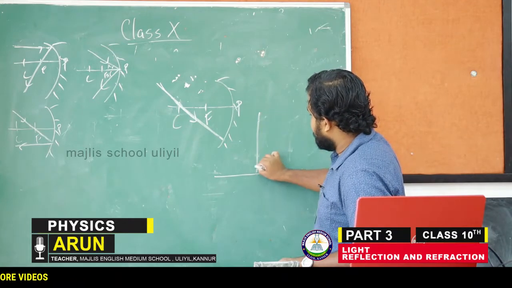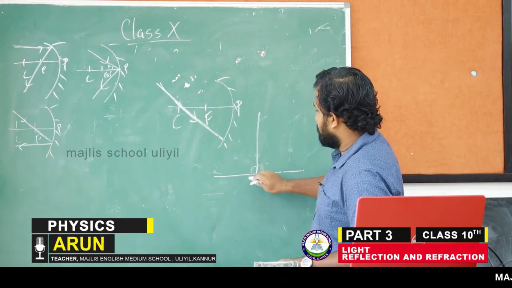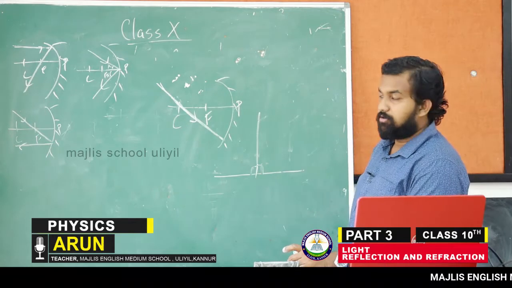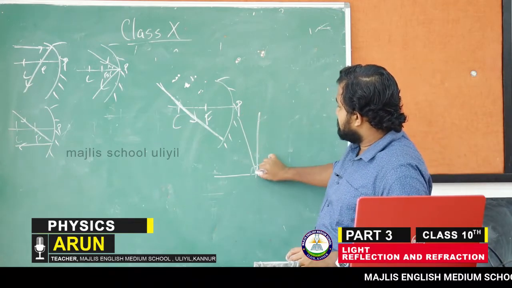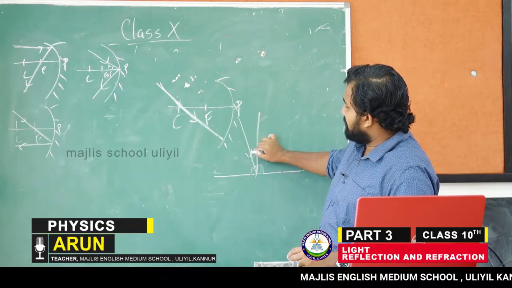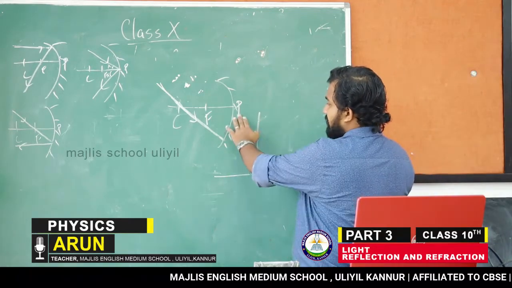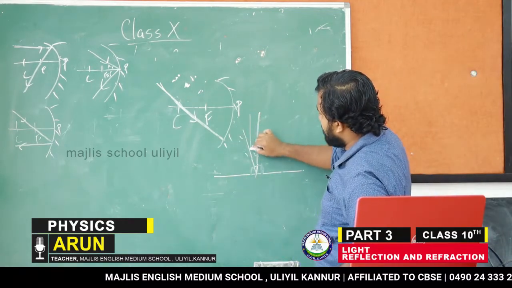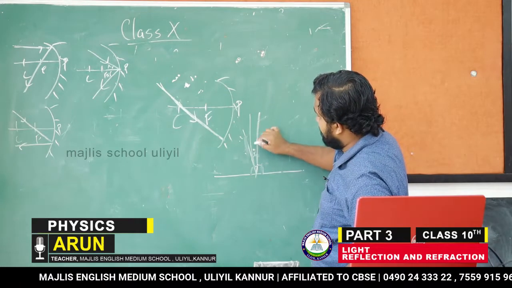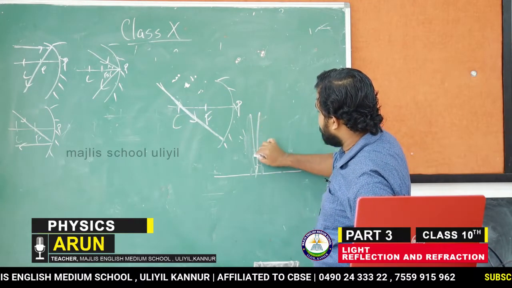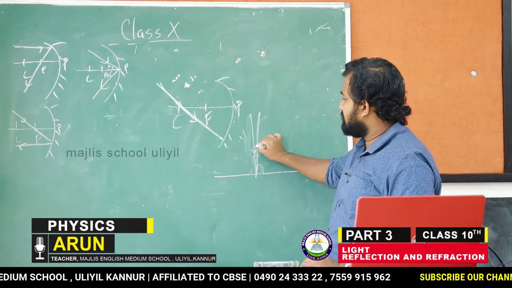This is the normal, the 90-degree line. Okay. So if this is the angle of incidence, maybe 5 degrees. If I reduce the angle of incidence again, this may be 3 degrees. And if I reduce it again, this is 1 degree.